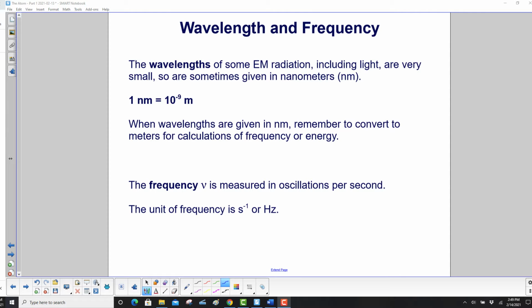The wavelengths of some electromagnetic radiation, including light, are very small, so are sometimes given in nanometers, nm. 1 nanometer equals 10 to the minus 9th meters. Nano kind of sounds like 9, doesn't it? When wavelengths are given in nanometers, remember to convert them to meters for calculations of frequency or energy. The frequency nu is measured in oscillations per second, and the unit will be seconds inverse, right? That's oscillations per second, or hertz, Hz.